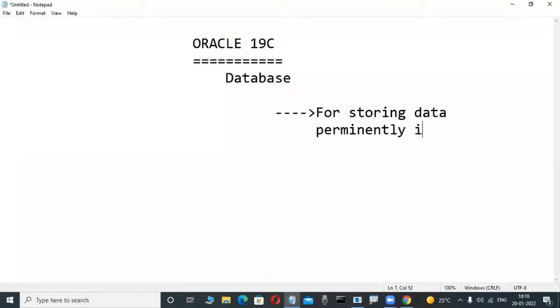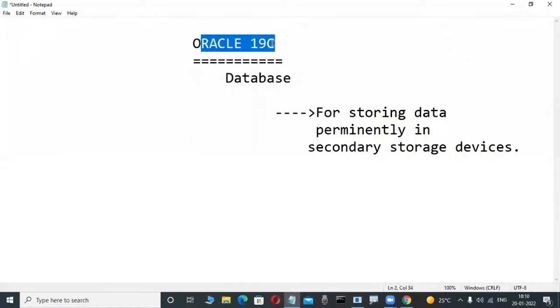In secondary storage devices. Secondary storage devices means maybe hard disk. Okay, fine. Permanent. Suppose today we store data, then after 5 years, 10 years, 20 years, even 100 years, your data is available and you are using it. That's why Oracle is always a product from Oracle Corporation.